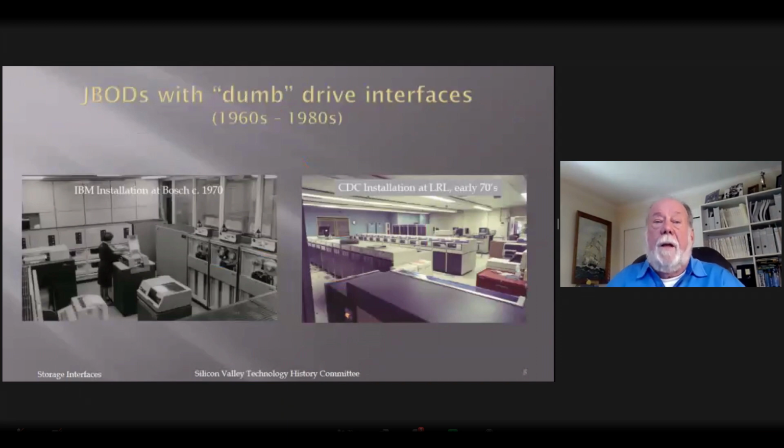Two examples. On the left, IBM 2314 drives and a 2314 control unit, and IBM 2401 tape drives and its 2403 tape control unit. On the right, a CDC installation at Lawrence Livermore Research in the early 70s, 22 disk drives, about 2.2 gigabytes. They were the CDC 3BR XX series.